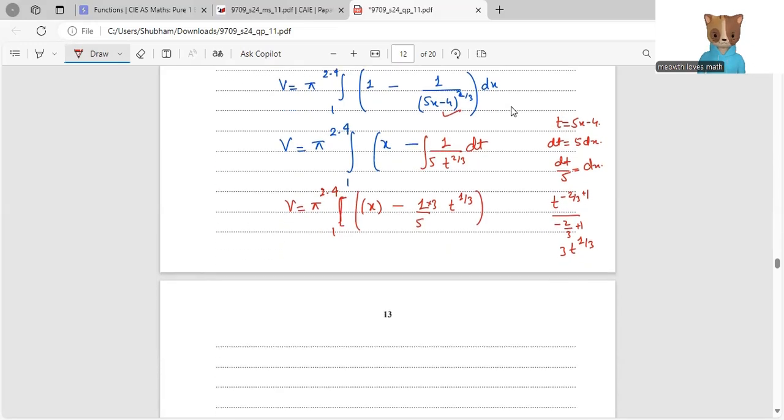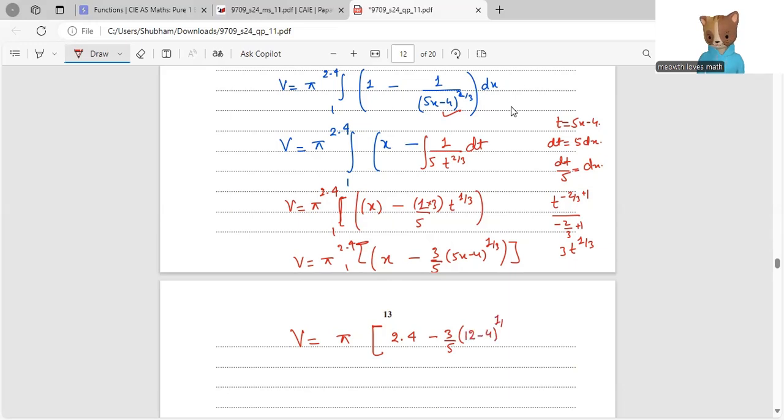Now we'll just substitute the value of t back in terms of x. So I'll get x minus, this is 1 times 3, so it gets 3 by pi, pi x minus 4 to the power 1/3 under the limits 1 to 2.4. Okay. Therefore, we get y equal to upper limit. Substitute the limits: 2.4 minus 3 by pi, 5 times 2.4 is basically 12, minus 4 to the power 1/3, right? Minus 1 minus 3/pi. And then this is 5 minus 4 is 1. 1 to the any power is 1. So we'll get this, right?